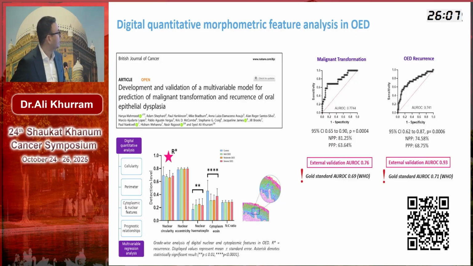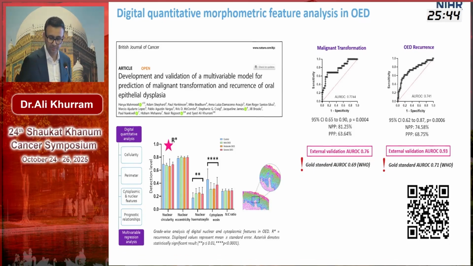And similarly, if you look at malignant transformation and the recurrence risk there as well, again, quite a good accuracy of 77%. And if you compare it to WHO, that only showed an accuracy of 69%. So again, these are the features that the WHO does prescribe, but we don't tend to quantify them. By quantifying some of those features, we can actually make our predictions better.